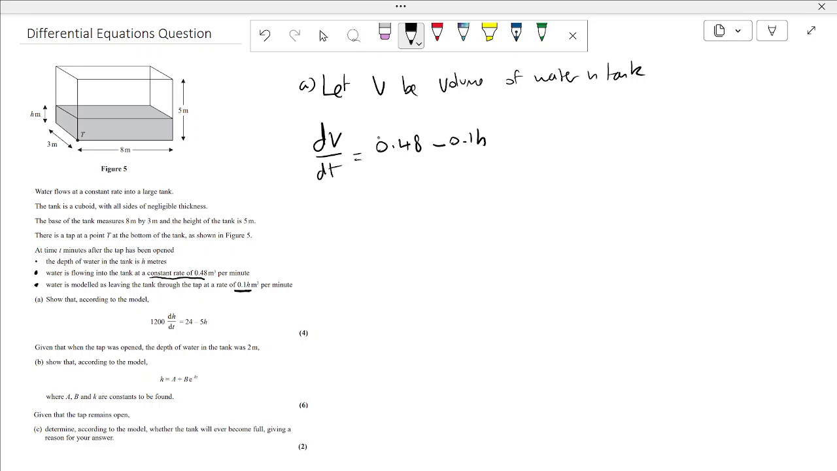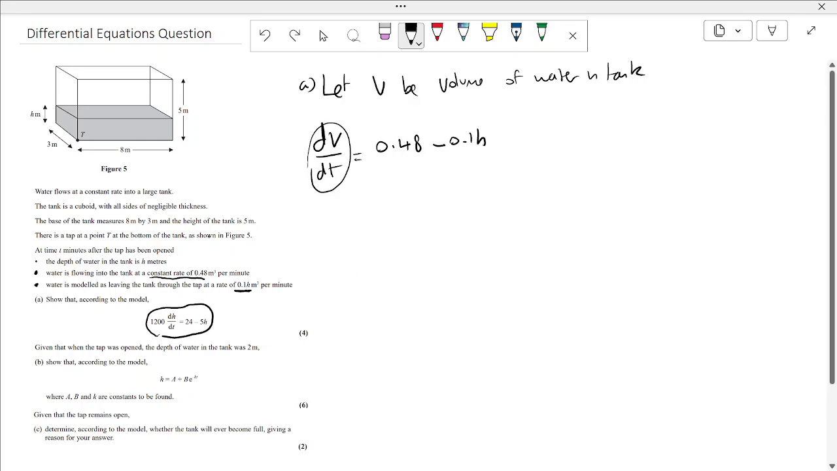So what I have is a nice equation involving h, but the problem is that it involves dV by dt. And what I want is an equation involving dH by dt. And just a quick note on this, when you're looking at what you have and what you need, don't be bogged down with the numbers. So don't be thinking, how am I going to make 1200 appear here? Think about the structure. The structure is there's a dH by dt in this equation, and there's not one in this equation. That's what you need to make appear.